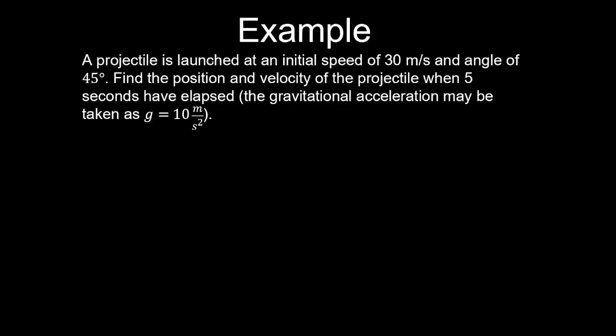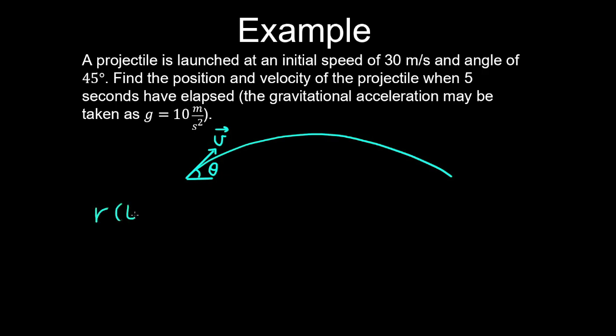A projectile is launched at an initial speed of 30 meters per second and an angle of 45 degrees. Find the position and velocity of the projectile when 5 seconds have elapsed, and we'll use the following gravitational acceleration of 10 meters per second squared.